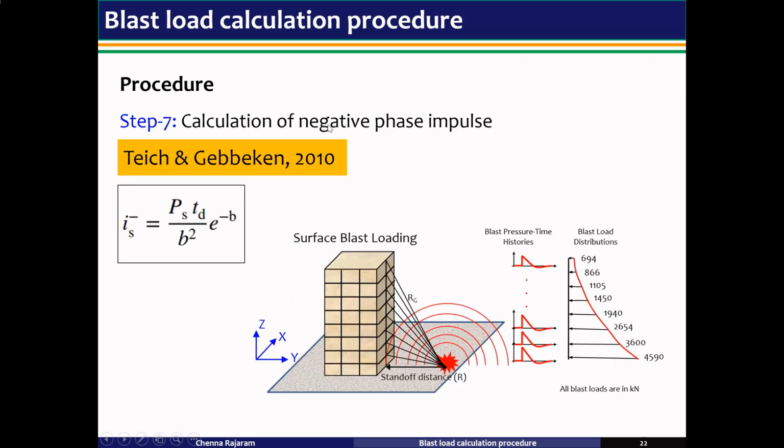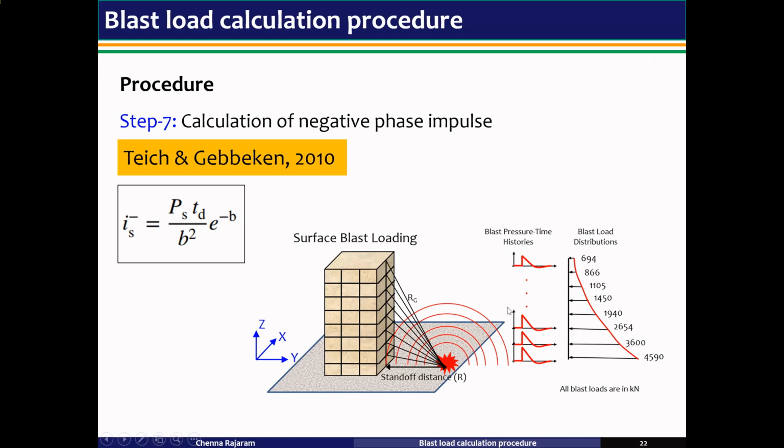Next step is the calculation of the negative phase impulse. In 2010, Teich and Becken proposed an equation: Is negative is equal to Ps into Td divided by B squared into e to the power of minus B. Here you can see that based on those equations, the values are calculated and the distribution is in this manner.